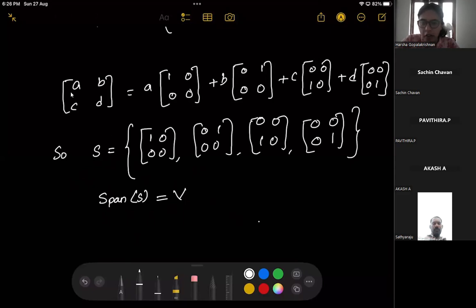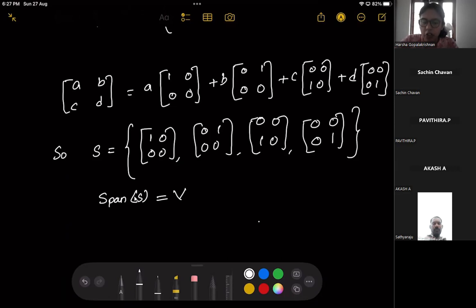Is this clear? Span of S equal to the vector space V? Is this clear? If it is not clear, you can tell. And if it is clear, just answer yes. Yes. Okay. Now, what we want is basis.